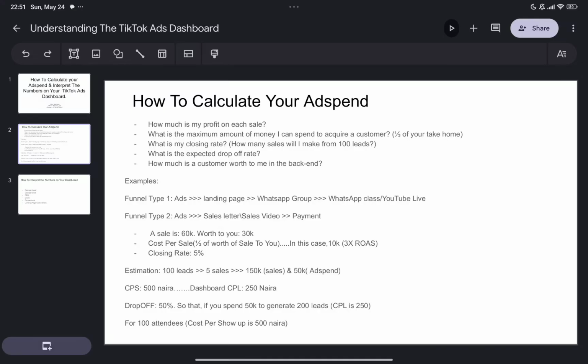Which is after the first sale, you have a funnel, maybe you have an upsell, you have a high ticket product you still want to sell to them. You have multiple upsells you can sell to the customer to make more money. So what is that worth to you?